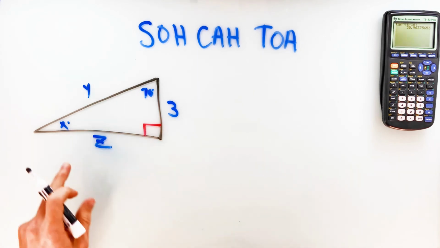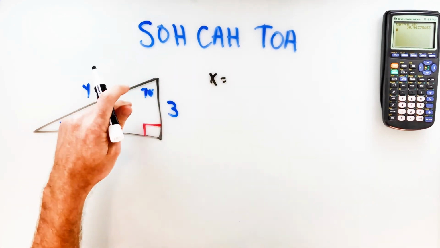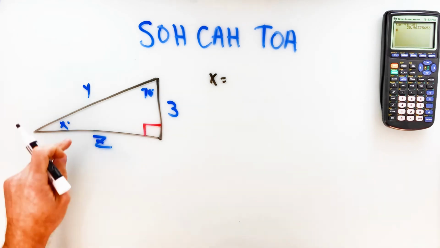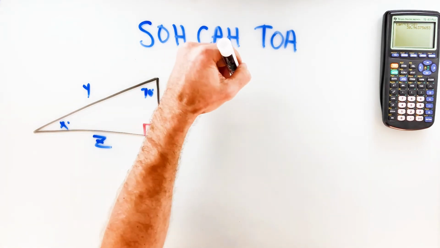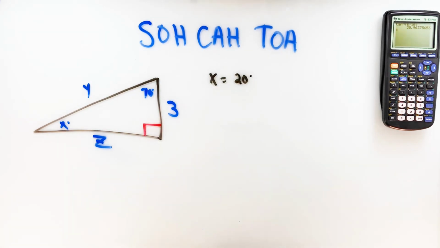So let's start with angles. It's the quickest way to go if you already know 2 of the 3 angles once again. So if I've got a 70-degree angle, a 90-degree angle, you're already at 160 degrees. That means to make a triangle 180 degrees, that X angle is going to have to be 20. So 20 degrees for angle X.